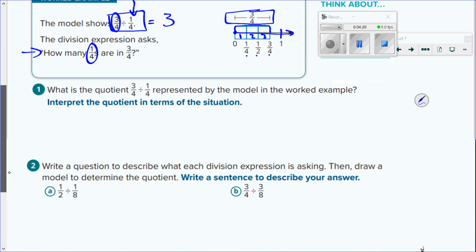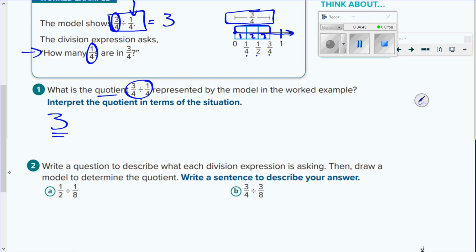So at this point, what is the quotient, 3/4 divided by 1/4, represented by the model in the worked example? What did we say it equaled? How many 1/4 were there in 3/4? 3. That's it.